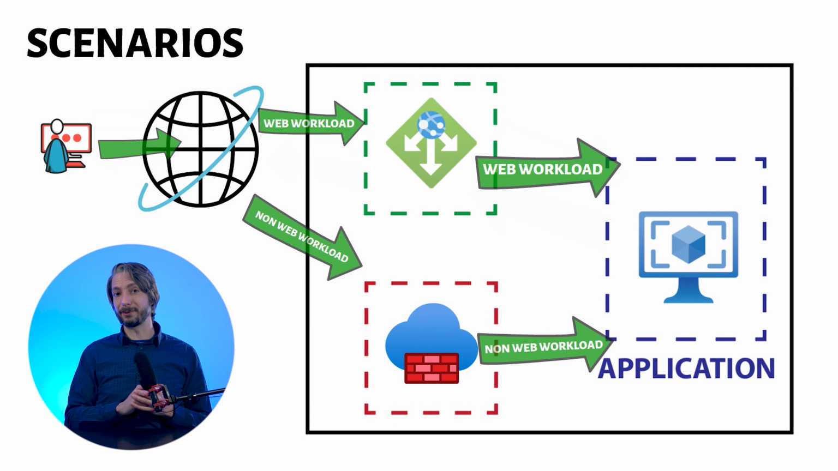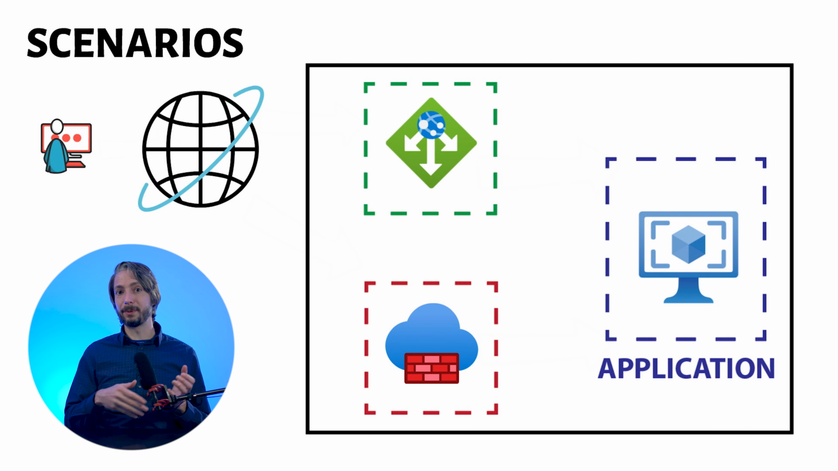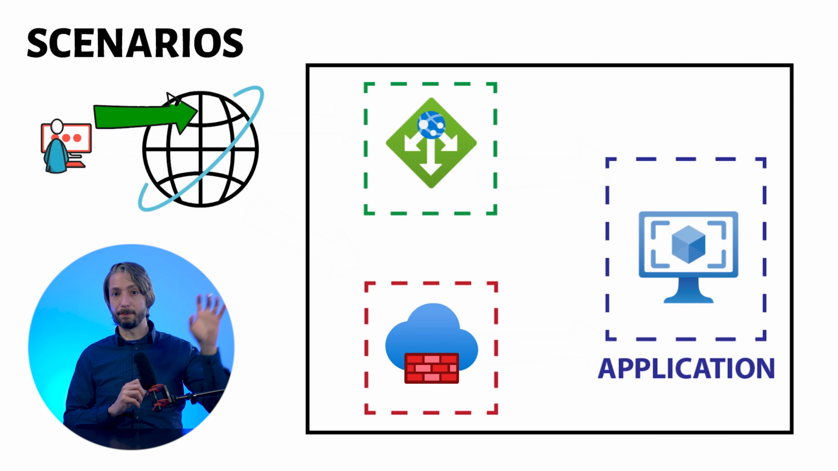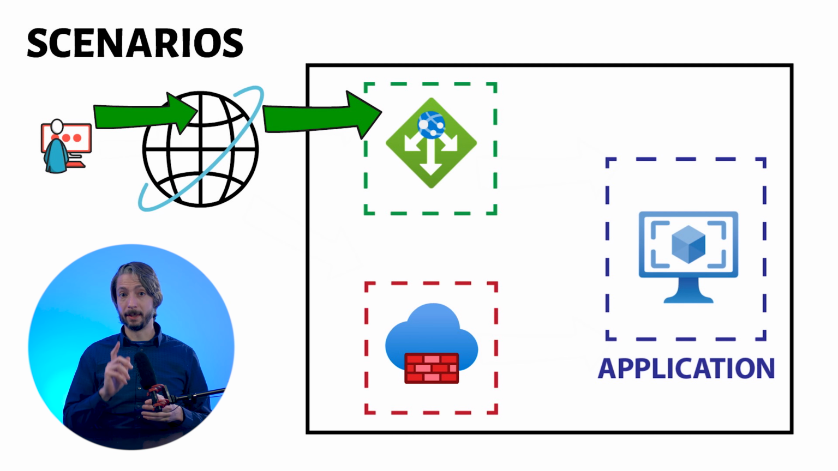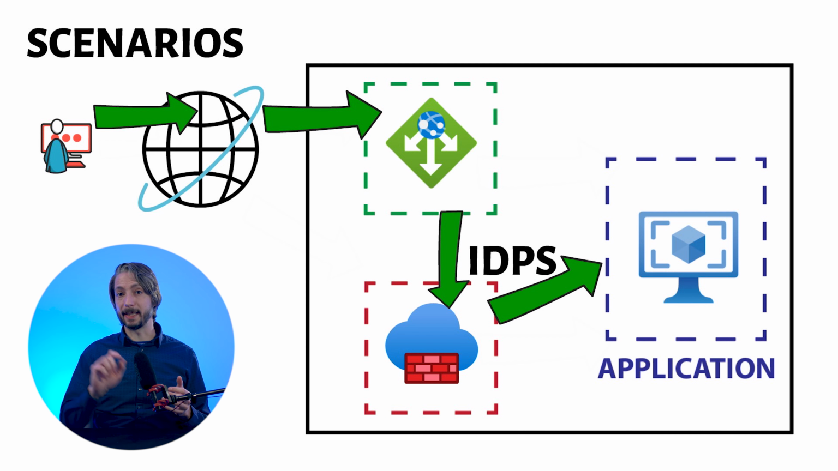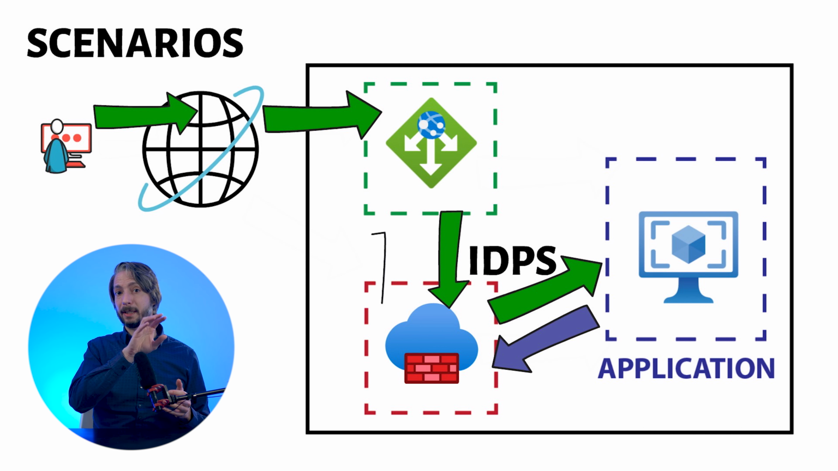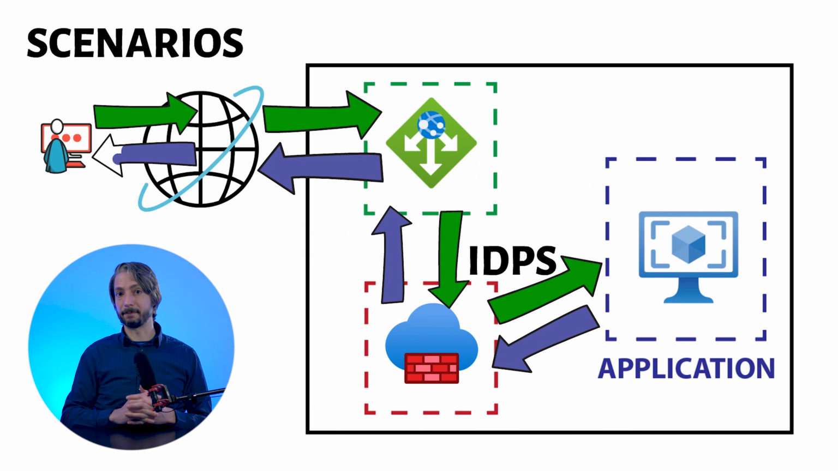If you require IDPS for your web workload, we need to use another scenario, namely one where the application gateway is before the firewall. The client then connects to the public IP address of the application gateway. The application gateway, its subnet, forwards the packet to the Azure Firewall. Now, the Azure Firewall can perform IDPS and then forwards the traffic to the application VM. The VM answers the request, which then hits back to the Azure Firewall, and the Azure Firewall forwards the traffic to the application gateway, which in its turn answers the client.